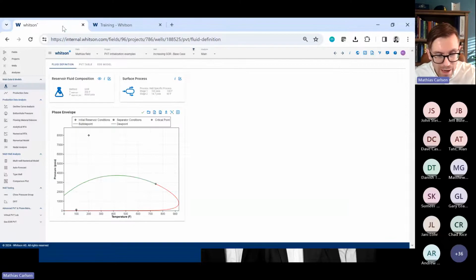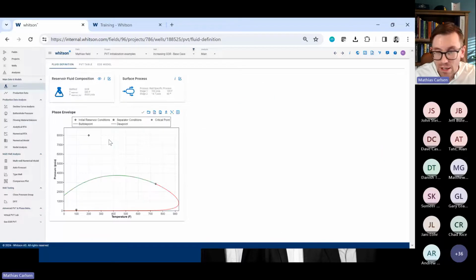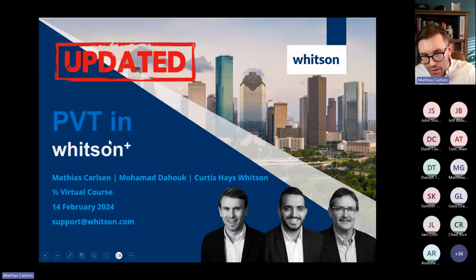And this is where we dedicate time to only deep dive into a particular feature or set of features in the software. And the first one here is PVT and phase behavior. And why do we do that on Valentine's Day itself?